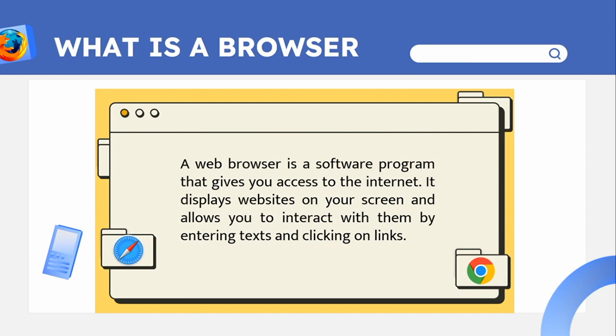A web browser is a software program that gives you access to the internet. It displays websites on your screen and allows you to interact with them by entering text and clicking on links. So, a web browser or browser is a software application used to access information available on the World Wide Web. Web browsers are easily accessible and can be used on devices like computers, laptops, mobile phones, etc.